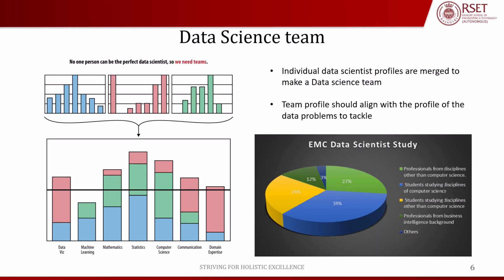So generally, how would a data science team look like? Individual data scientist profiles are merged to make a data science team. The team profile should align with the profile of the data problems to tackle. If you think of the traditional software industry profile, the profile of a data science team is very different in terms of data science problems. It's very different from a software developing point of view.